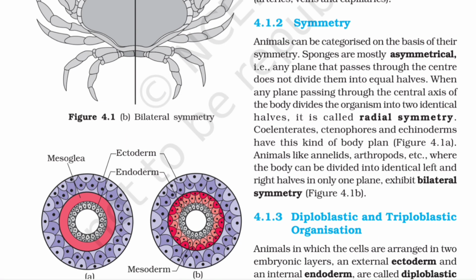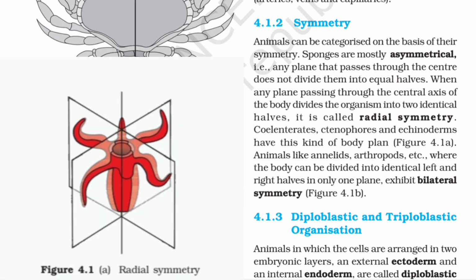4.1.2 Symmetry. Animals can be categorized on the basis of their symmetry. Sponges are mostly asymmetrical, that is, any plane that passes through the center does not divide them into equal halves. When any plane passing through the central axis of the body divides the organism into two identical halves, it is called radial symmetry. Coelenterates, ctenophores, and echinoderms have this kind of body plan, figure 4.1a.